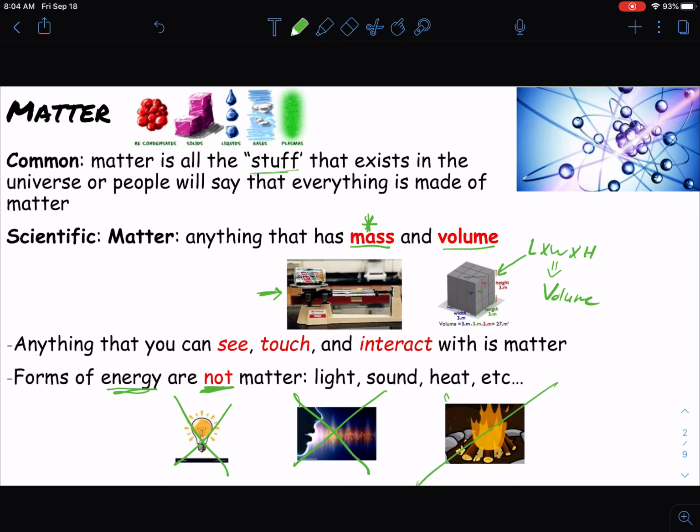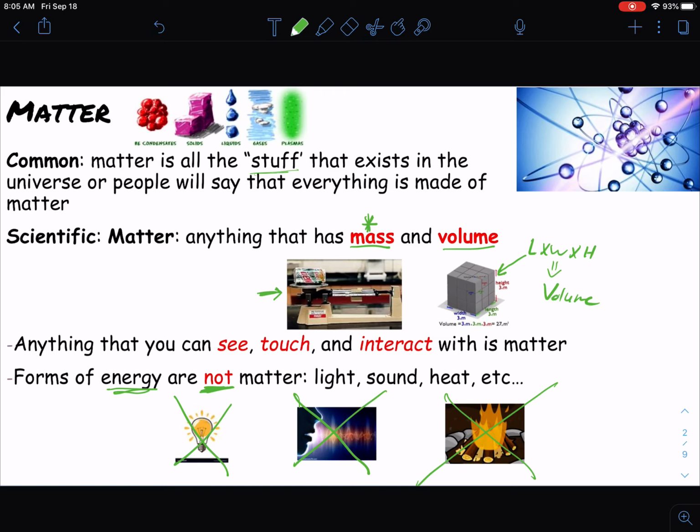The same with a campfire. You can feel the heat, but you can't interact with it. You can feel an energy transfer occurring with the heat. We'll study more about that later this year. But you can't scoop up heat. You can't hold heat. You can't interact with it. You can't really touch it. Yes, you can feel it, but you can't touch it. It's an energy transfer that's occurring.